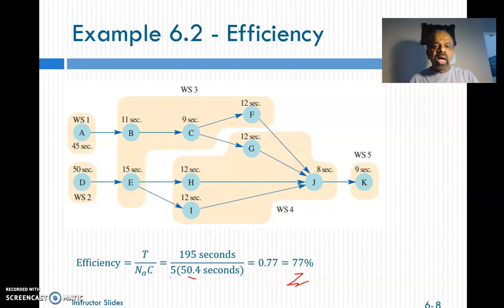This assembly has 5 workstations. So the first workstation is 45 seconds, which is A. The second workstation is D, 50 seconds, or whichever it is, 1 or 2, that doesn't matter because these are independent of each other. And then workstation 3 has B, E, C, F. Workstation 4 has H, I, G, and J. And the fifth workstation is K. Okay, so that's how you design the workstations.